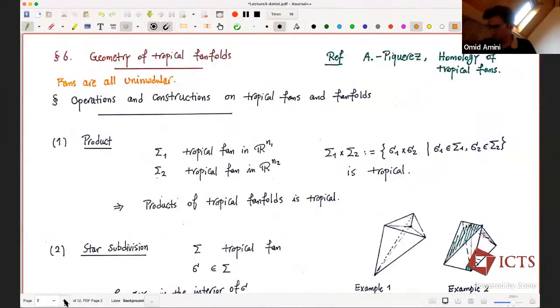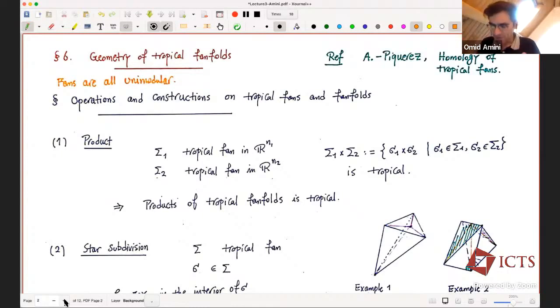Okay, so let me start then with the main part of the lecture. Thanks for the questions, which I hope clarified the basic concept of tropical fans and tropical fanfolds. So this lecture is based on joint work with A. Piquerez, Homology of Tropical Fans, which provides an expanded version of the things I'm just going to describe. And I will also mention some applications to combinatorics at the end of the lecture, which are not in this work, but were already known before.